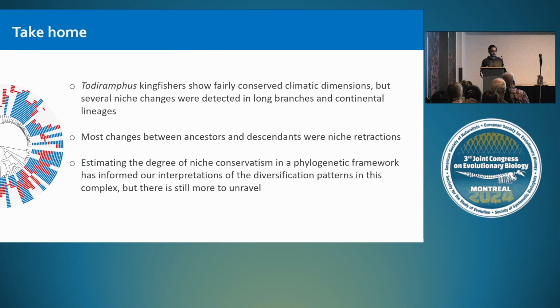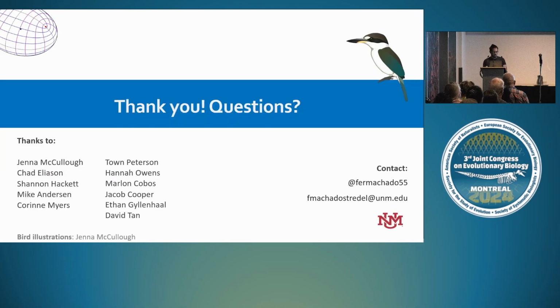So in summary, fairly conserved dimensions, but there are several niche changes, mostly retractions, and a lot of the changes are found in lineages that diversify early on continental lineages, and estimating the degree of niche conservatism in this phylogenetic framework can inform our interpretations, or has informed our interpretations, of diversification patterns. But I think there's a lot that still needs to be analyzed. So with that, I will thank you, and I will take any questions you might have.